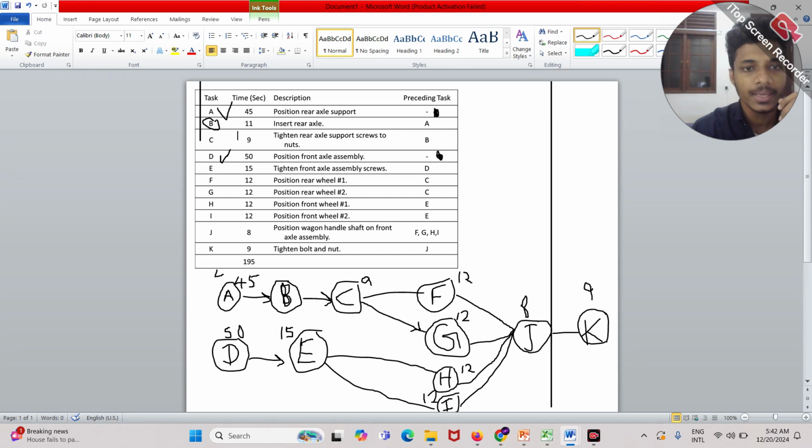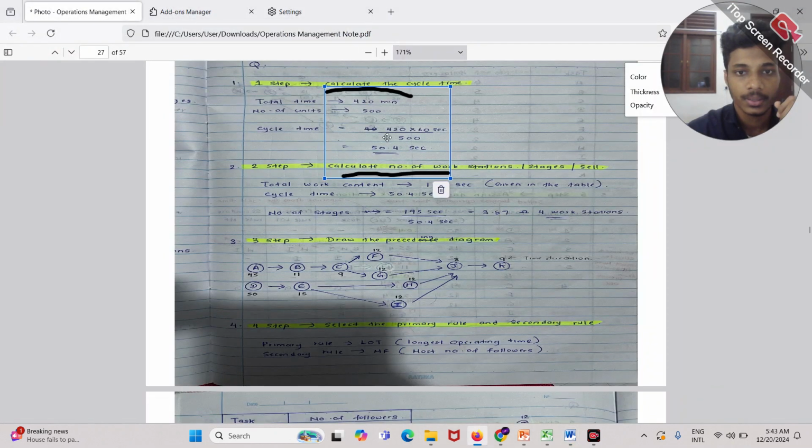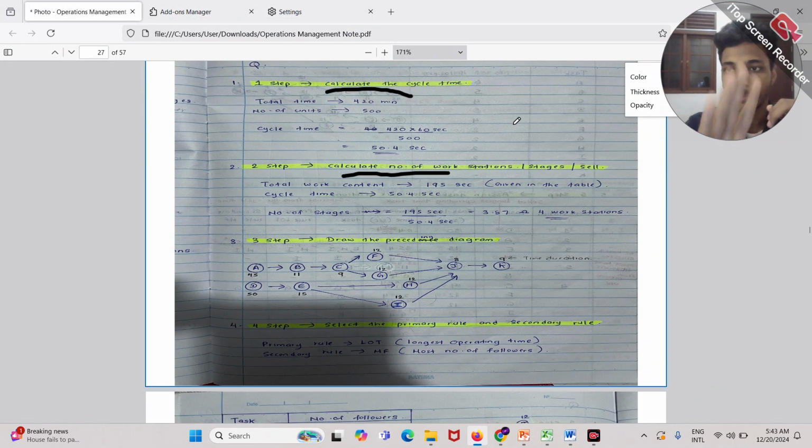And B is one of the outputs of A. You have to firstly complete that A task and then move to the B task, right? And C, look at this, C's preceding task is B. You can see here C is the output of B, right? Like this, you can draw the preceding diagram, right? So then we can move to the answer sheet, right? I think you are clear up to that point, right?